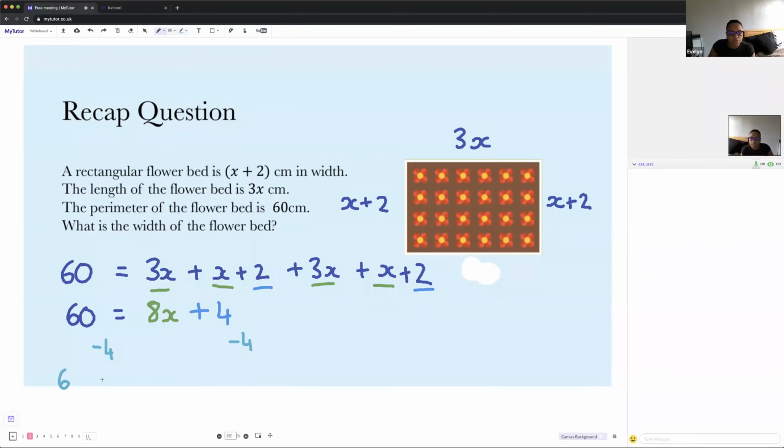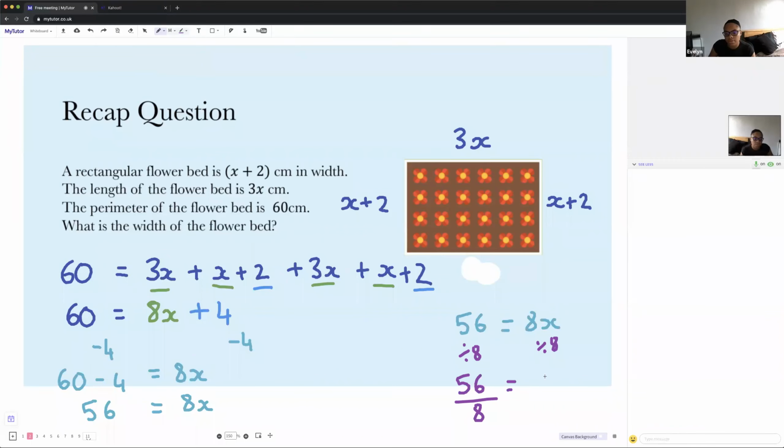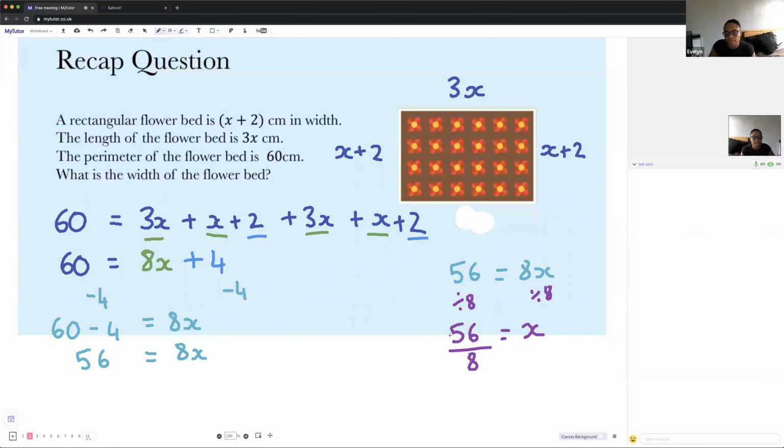So 60 minus 4 equals 8x. That's what we have on the right hand side. So 60 minus 4 is 56 equals 8x. And then the last thing to do is to get rid of that 8. So we can divide both sides by 8. So we've got 56 over 8 equals x, because 8x divided by 8 is x, and 56 divided by 8 is 7. So x equals 7.